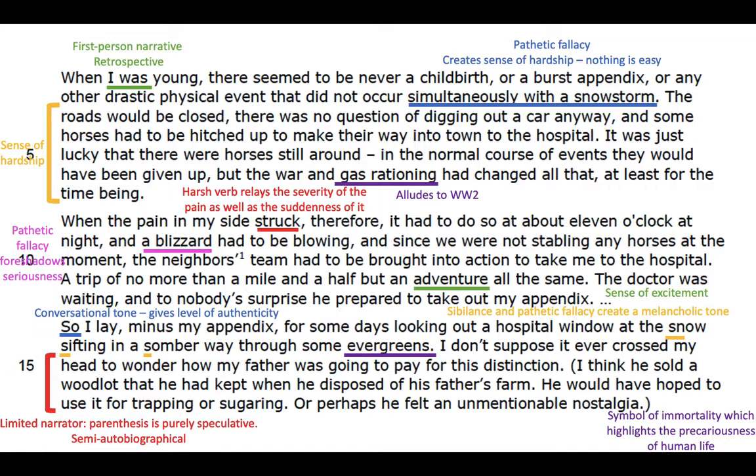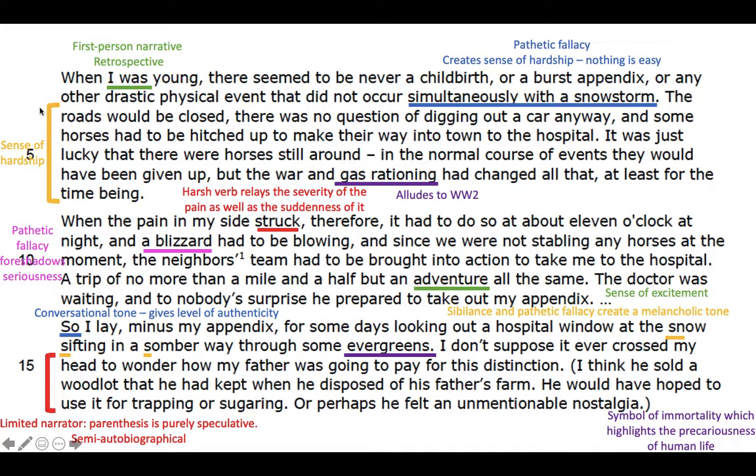And nothing seems to be easy because, you know, if you have something bad that happens to you, like in these triplets, childbirth, burst appendix, or any other drastic physical event, all of those three things refer to pain. So there's just this element of, oh, it's not enough just to have a snowstorm. You have to have something bad happen to you health-wise as well, or something difficult happen to you. I mean, I've just gone through a snowstorm, so I definitely feel her pain.